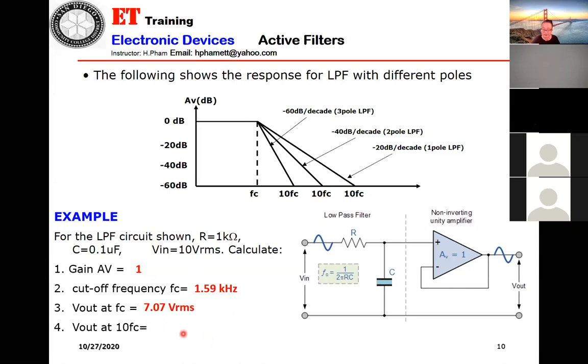V out at 10 FC. You cannot calculate with the dB. You must calculate with a number. 10 times FC will be going to 0.1 for one pole. That's why it's 0.1 times 10, and 0.1 is for one pole. Is that correct? Right. Okay, got it.